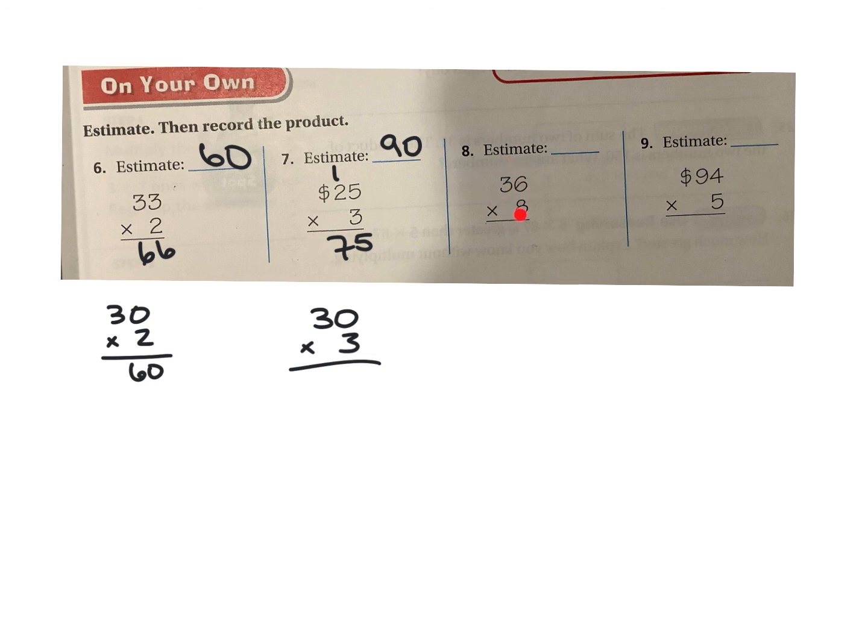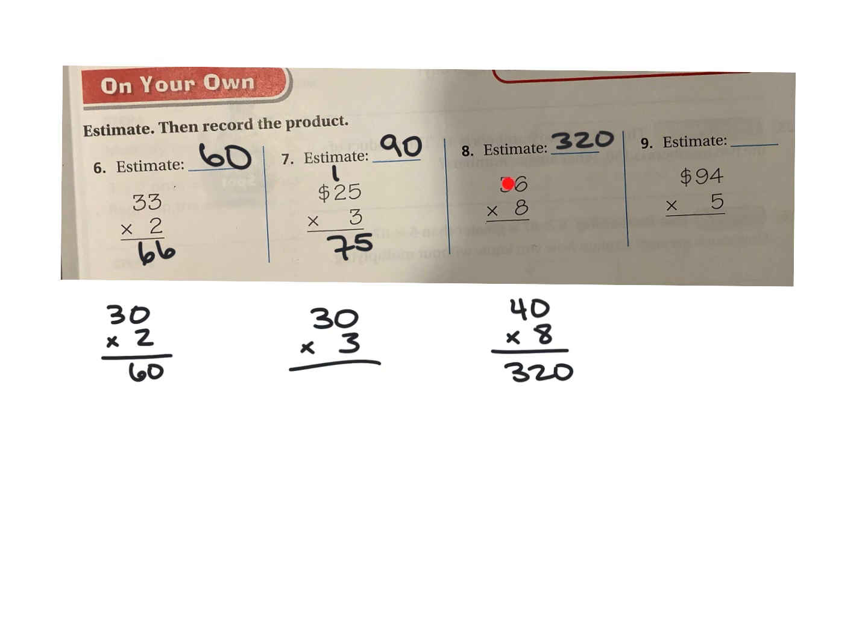36 times 8. We'll do the estimate first. 36 is right in between 30 and 40, but 6 is a higher number, so we're going to round up to that 40. It's closer to the 40 than it is to the 30. And we'll multiply that times 8. 8 times 4 is 32 with that 0 on the end. So whatever our product is, it should be somewhat close to 320. A little lower than that because we rounded up to 40. So it'll be a little underneath that.